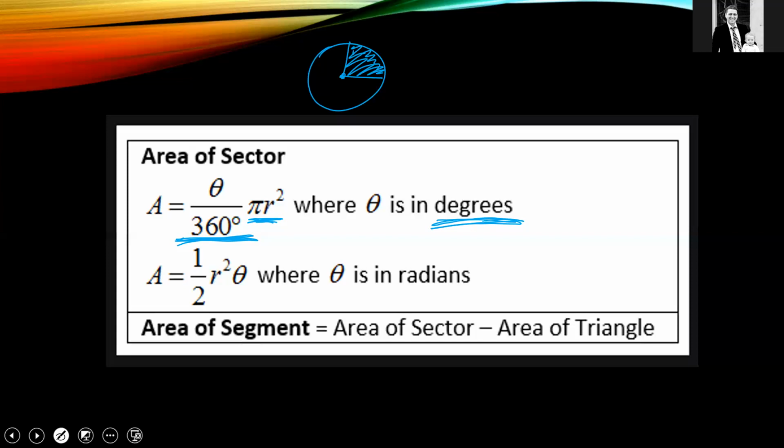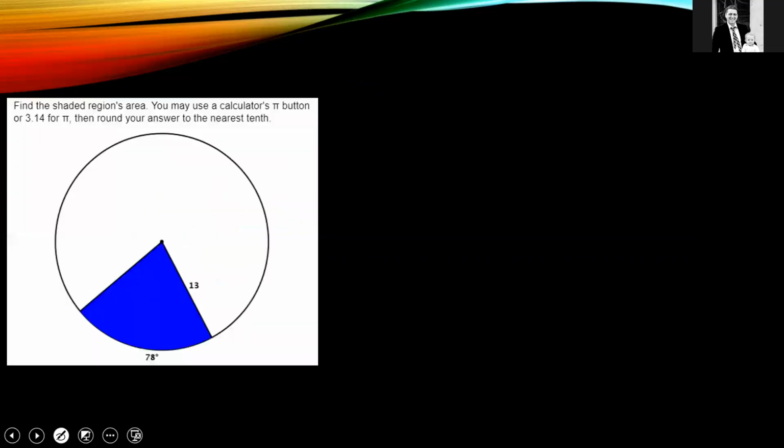And if you wanted to find the area of the segment, which would be like one of these things, all we'd have to do is compute the area of the sector and then subtract the area of that triangle from it. We're not going to be working examples like that in the non-pre-AP class or in this video. Let's talk about this example.